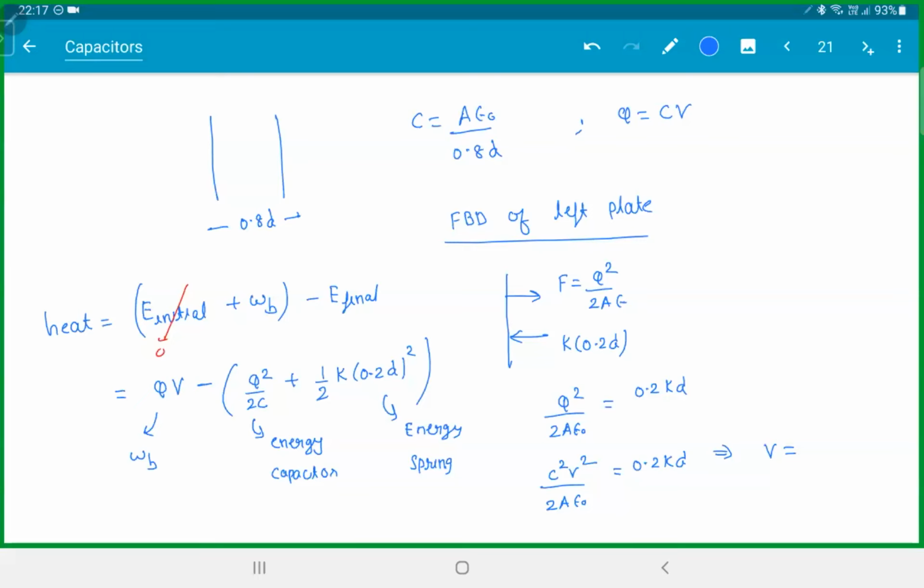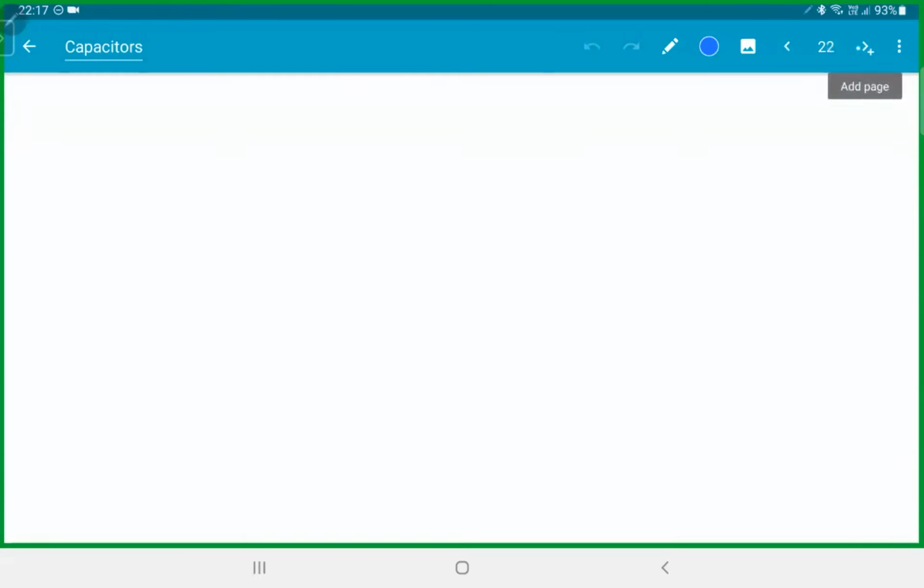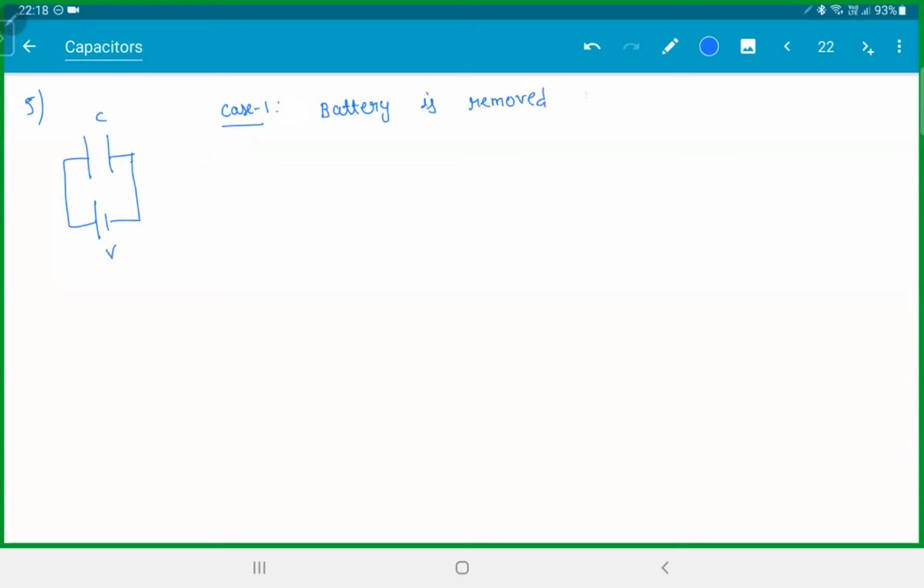Next one. Next one is a pretty good one, right? Meaning it's an easy one, but you can expect something of this sort in mains and bits. We have a capacitor connected to a battery. Then what you did, case one, the battery is removed, and the distance between the plates is doubled.